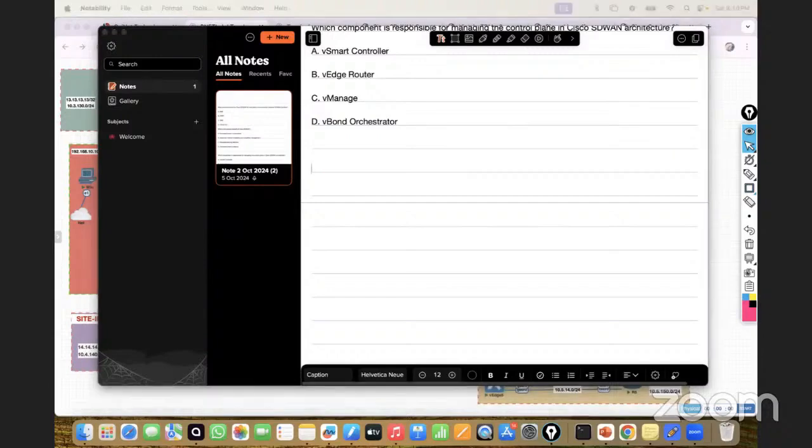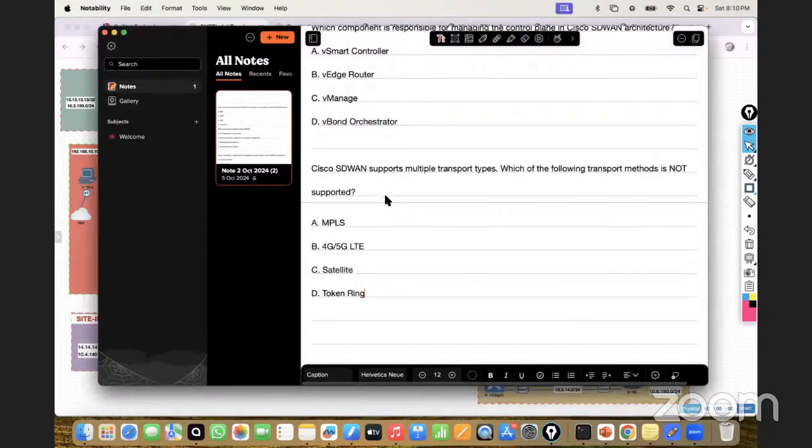Okay, so this could be the one question. It's a bit tricky, but you guys try to think about it. In Cisco SD-WAN, we keep talking about the transport. Transport is the service provider, right? Meaning we have the MPLS circuit, the internet circuit, the 4G, 5G, different circuits, right? So this is asking which of the following transport methods is not supported by the SD-WAN?